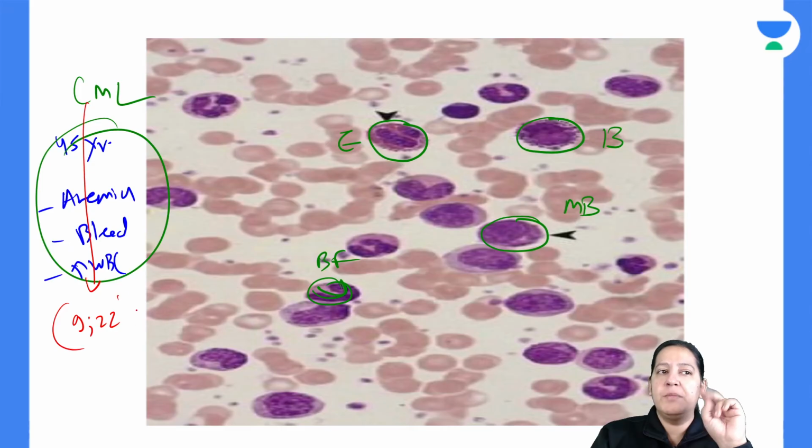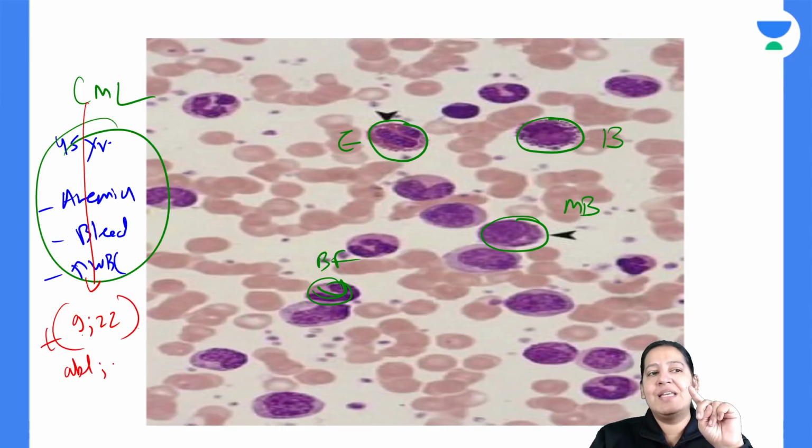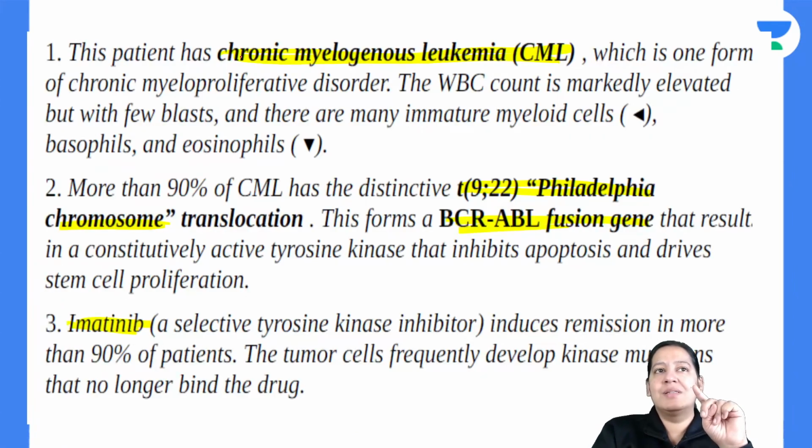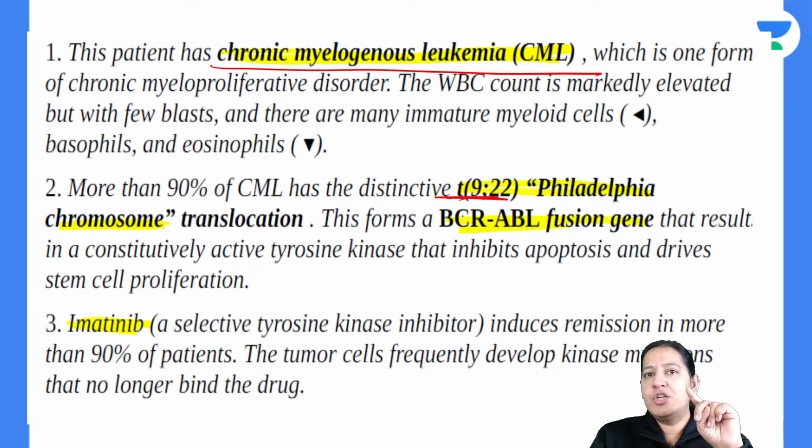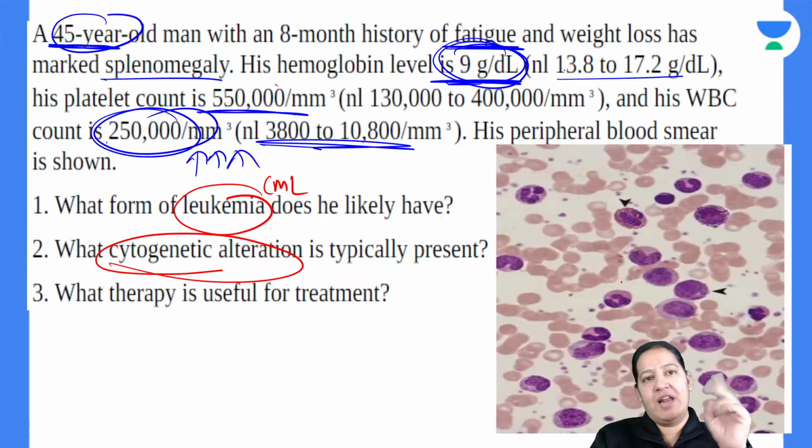The translocation between chromosomes 9 and 22 is known as the ABL-BCR translocation. Whatever you say, the answer is CML. The answer is 9;22 or ABL-BCR, that is the Philadelphia chromosome. I hope you know it.